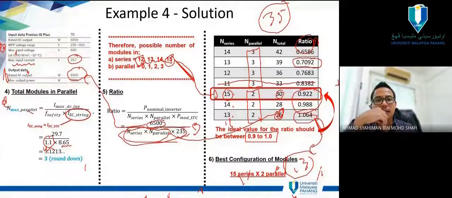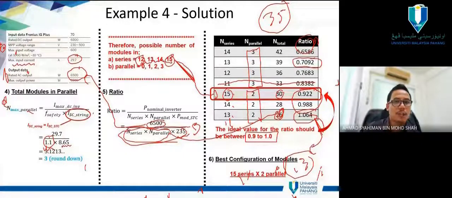Jadi sepatutnya kita kena design tu just in the value of 0.9 to 1. Kalau nilai dia lebih daripada 1 tu tak bagus lah. Maksudnya inverter terlalu besar. Mungkin you patut guna inverter yang lebih kecil. Contoh tadi kita ada inverter 50 kan, so kita akan guna inverter 50 lah. Tu maksud dia kalau ratio tu besar.